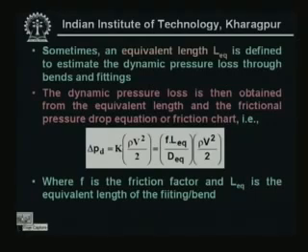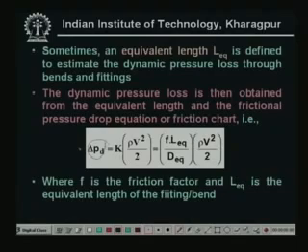For example, the dynamic pressure loss, which is given by K into rho v square by 2, is expressed as f into L equivalent divided by D equivalent, multiplied by the velocity pressure rho v square by 2. So, you can see from these two equations that the dynamic loss coefficient K is equal to the friction factor multiplied by the equivalent length divided by the D equivalent. So, if I know the equivalent length, then I can use the friction charts to estimate the pressure drop due to dynamic losses also.